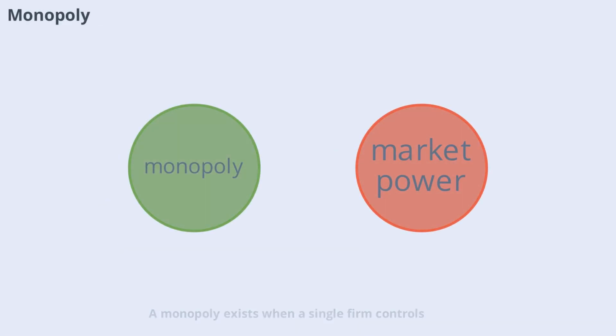A monopoly exists when a single firm controls the entire market for a product or service. Monopolies can set prices and output levels, often leading to higher prices for consumers. However, monopolies may also invest in innovation due to their market power.